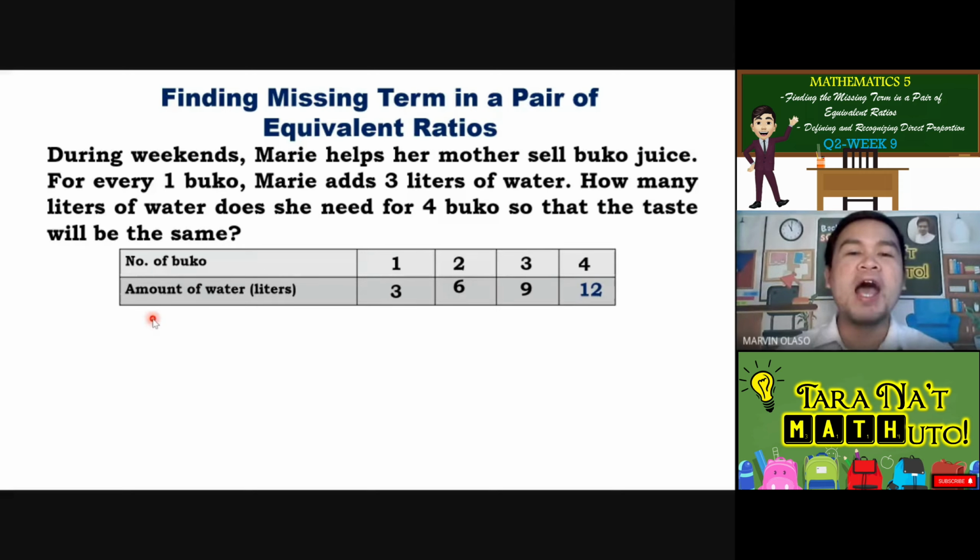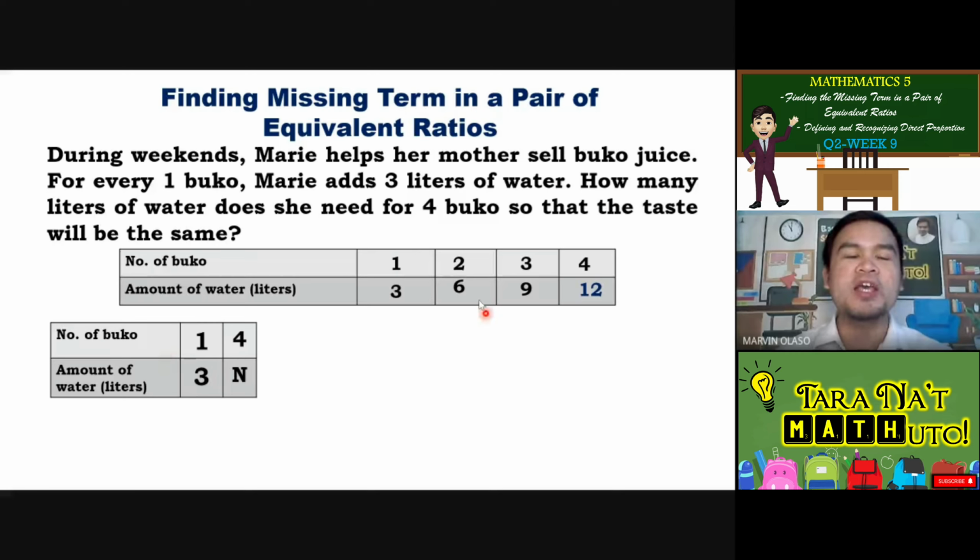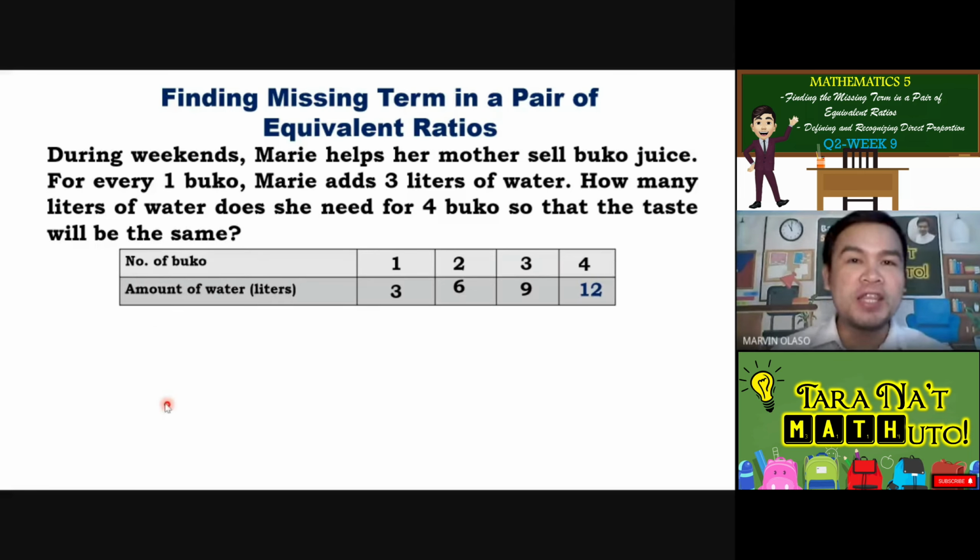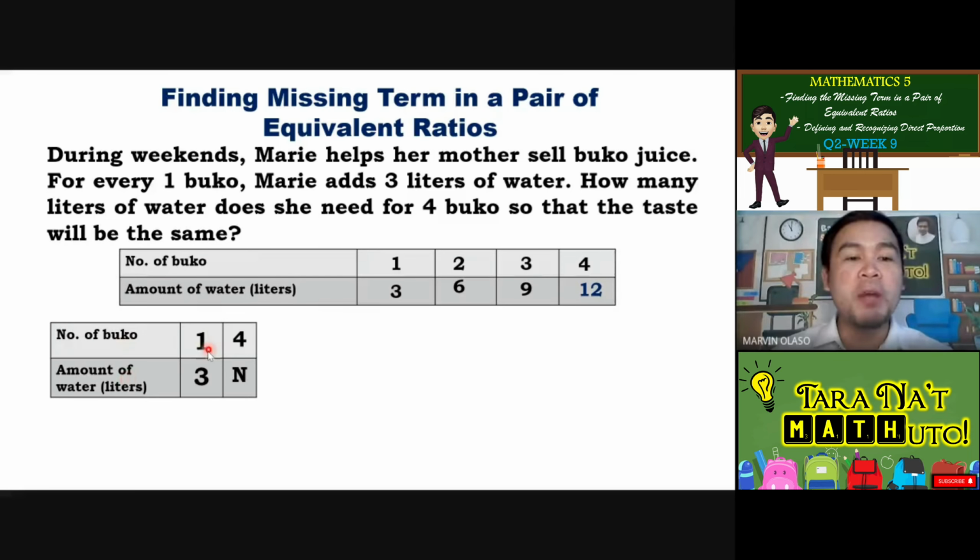So let's have another table. Okay, so if there are number, again, let us use a table, no? So we have number of buko, 1 buko, then the amount of water in liters, we have 3 liters. So ito yung given natin. 1 buko is equivalent to 3 liters. Now, so we have another given. What if there are 4 buko? So ilang litro ang hinahanap?